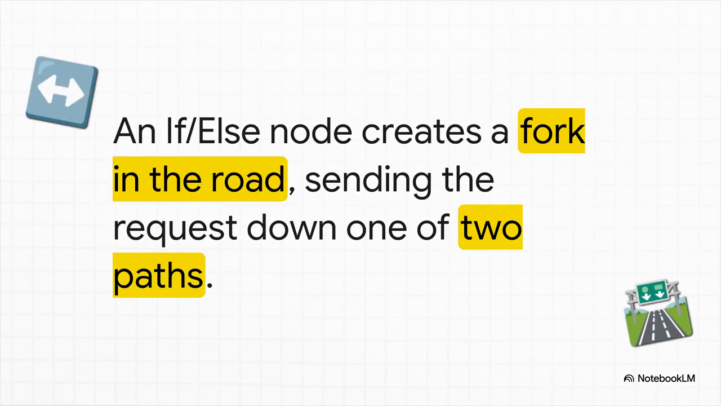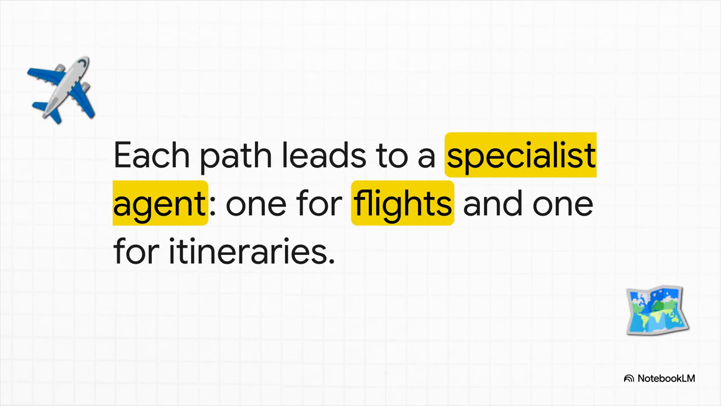So once our receptionist knows what the user wants, we need a fork in the road. That's where this if-else node comes in. It's a super simple decision point. If the user's request is about a flight, the task goes down one path. If it's not, it goes down the other. Simple as that. And those two paths, they lead to our specialists. You can really think of them as the flights department and the itinerary department. Each one is its own separate agent that we're about to set up to handle its own specific task.